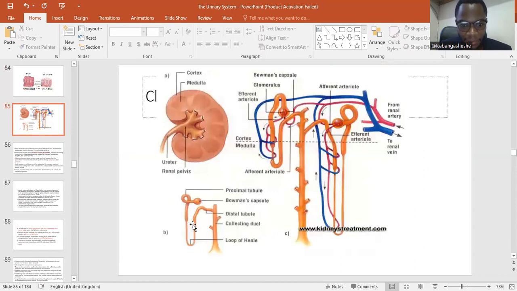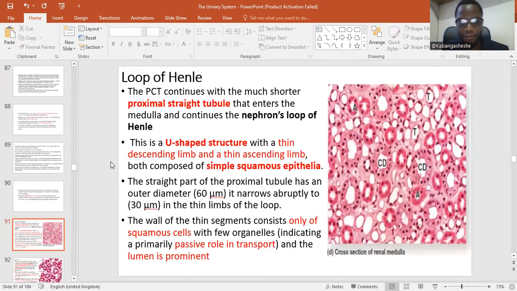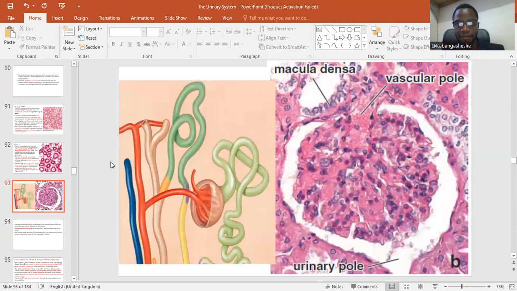Now, as it goes back into the cortex, you see that the distance between the distal tubule and the Bowman's capsule becomes closer. We call this distal because it is far away from the renal corpuscle. But there's this part here where the distal convoluted tubule comes closer to the Bowman's capsule. You can see that part. We call this part the macula densa. It is a specialized area of the renal tubule, so we find specialized cells in the macula densa.